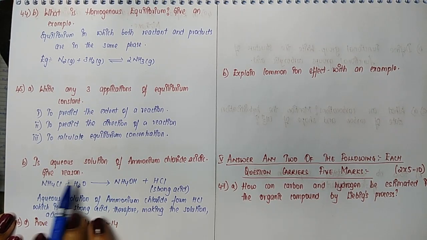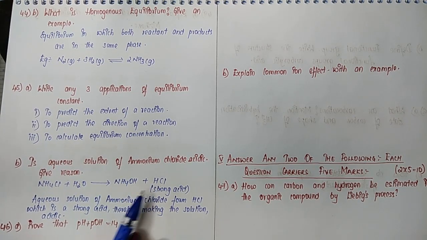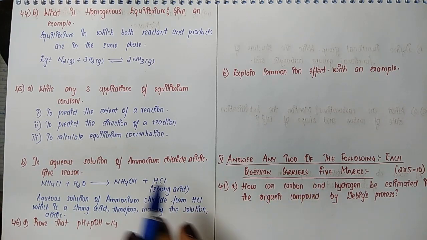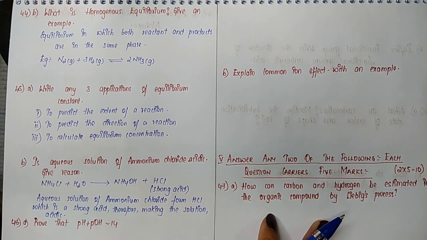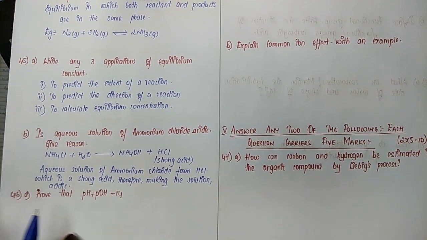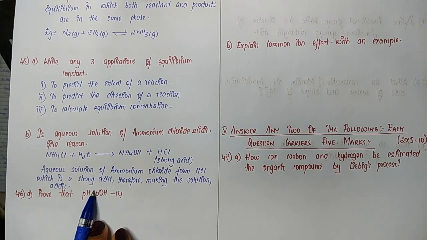So this way, when we want to find out if a given solution is acidic or basic, put down the equation and check whether they are a strong acid or a weak acid, or a strong base or a weak base. Accordingly, we will get the answer to it. Next, the question is 46A. Prove that pH plus pOH is equal to 14. We need to prove this.